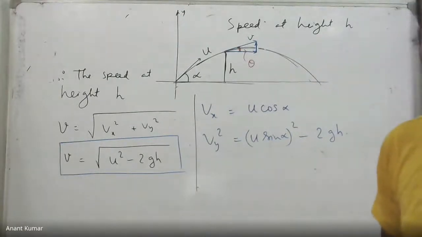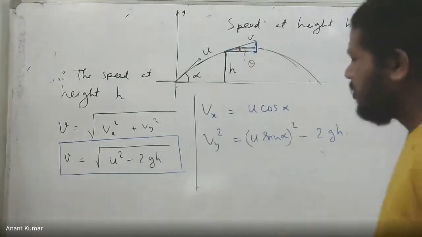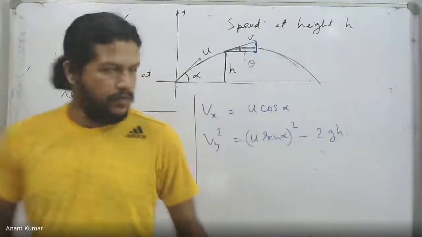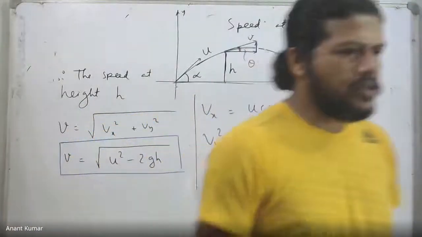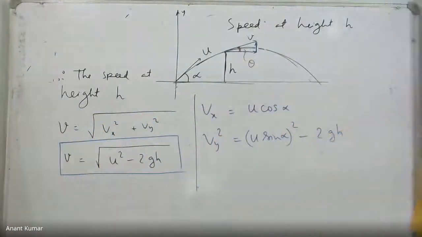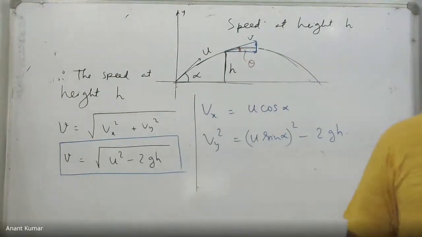That's not very difficult. You can simply use Vy as this formula, root over of u sin square alpha minus 2gh, and divide by u cos alpha. You can take it inside the square root and you end up getting root over of sin alpha minus 2gh upon u square cos square alpha. In that way, you could write it down if you wish.